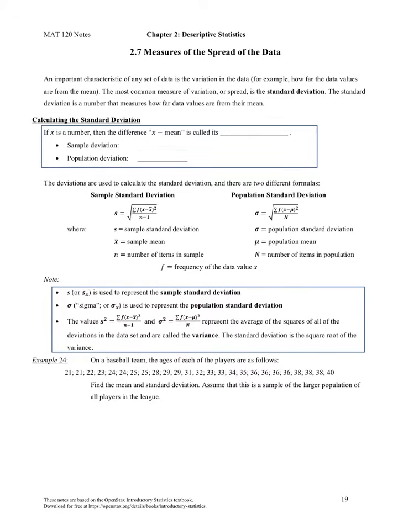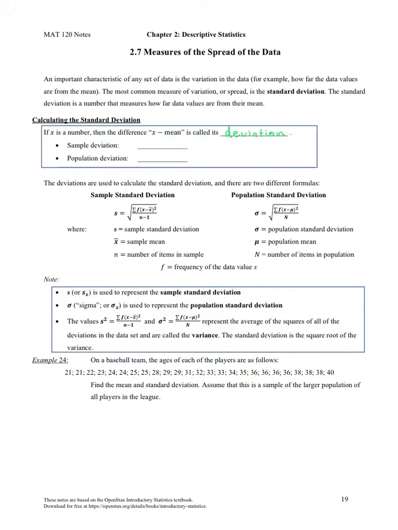This is the first video to section 2.7, and in this section we'll be talking about how the data is spread. Most importantly, we'll be discussing standard deviation, and this is the most common measure of variation or spread. The difference between a data point X and the mean is called its deviation.